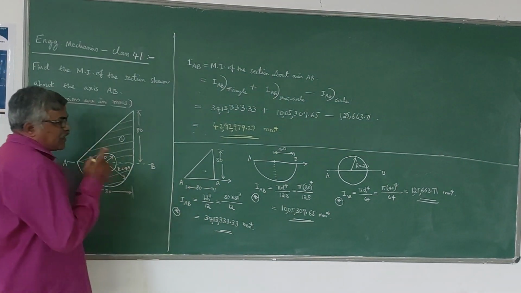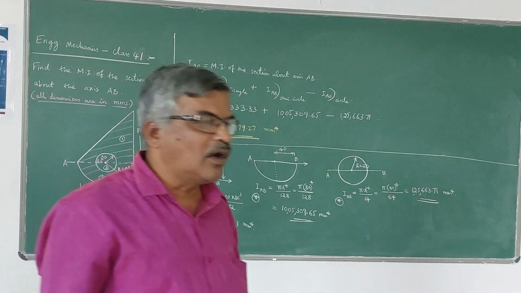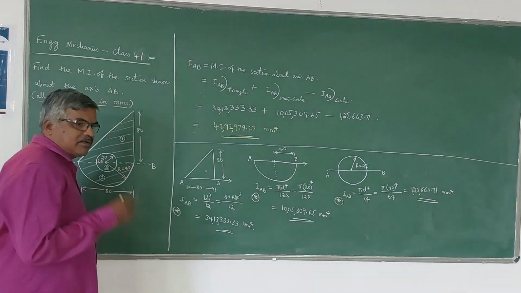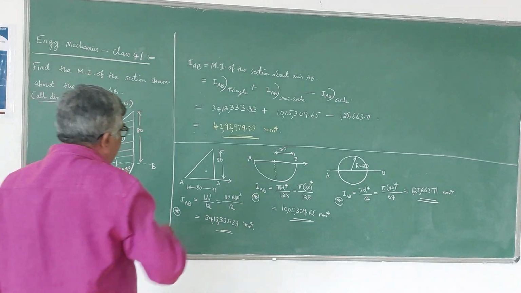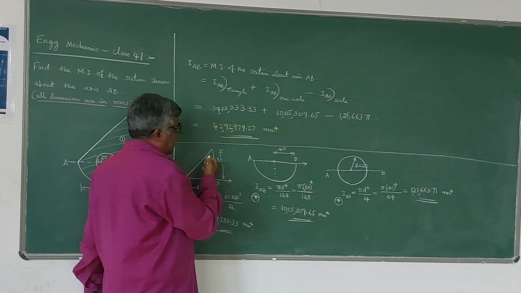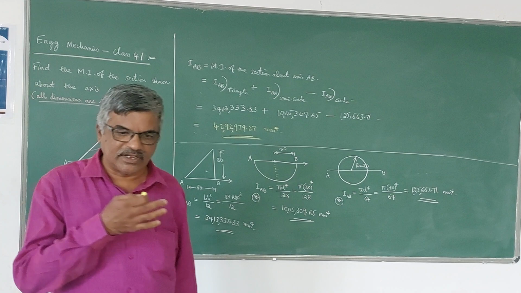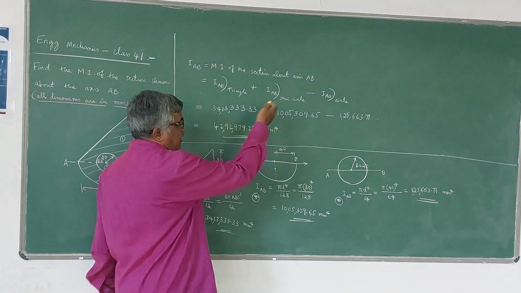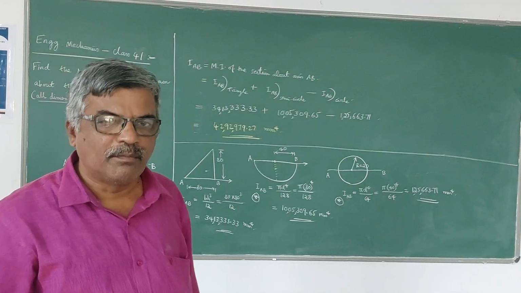Please observe that in this problem I have not located the centroid, because he has not asked for the moment of inertia about the centroidal axis. He has given some other axis AB. So if you know the standard formula to find the moment of inertia of simple figures, here the triangle, semicircle and circle, about the given axis, you can directly use those formulas. Just add or subtract the values to get the moment of inertia of the composite section.